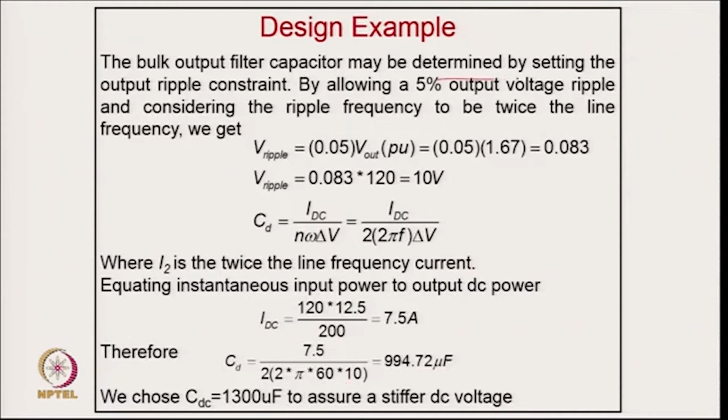The bulk output filter capacitor may be determined by setting the output ripple constraint, allowing 5% voltage ripple. That is typically 5% of the output voltage, and the ripple voltage will be around 10 volt. From this we can find out the value of the capacitor from this relation. ID we can find out from the load current from the given power. So we can find out the capacitor value required. This is the typical value; we select a little higher standard value of 1300 microfarad.